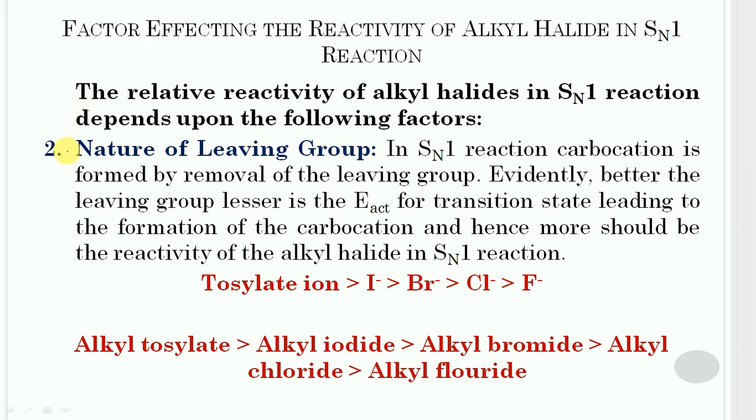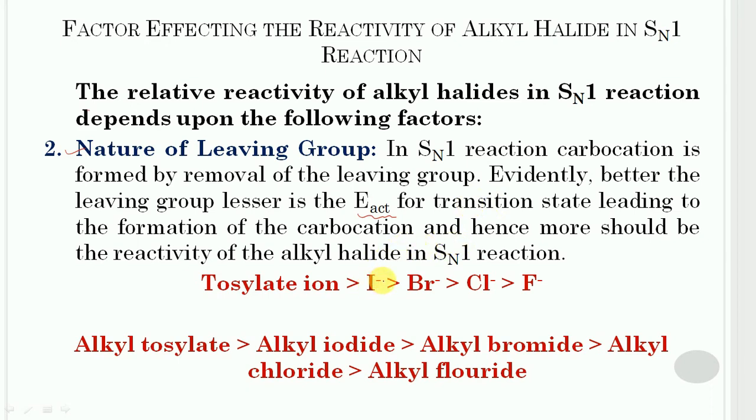Second is the nature of the leaving group. In the case of SN1 reaction, the carbocation intermediate is formed by the removal of the leaving group. Evidently, the better the leaving group, the lesser is the activation energy for the formation of the transition state, which leads to the formation of the carbocation, and hence the more reactive the alkyl halide is in SN1 reaction.